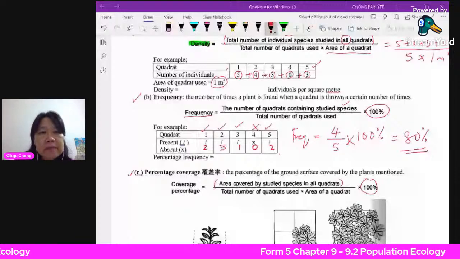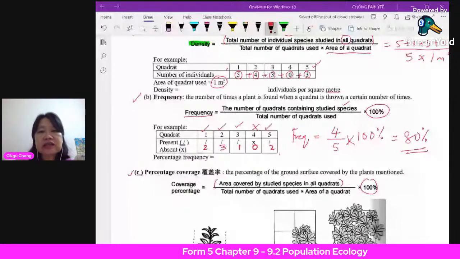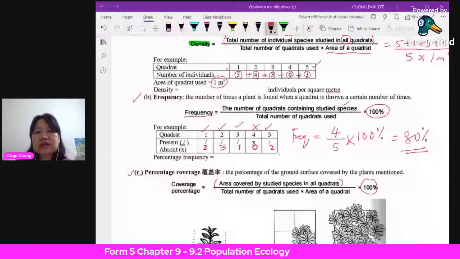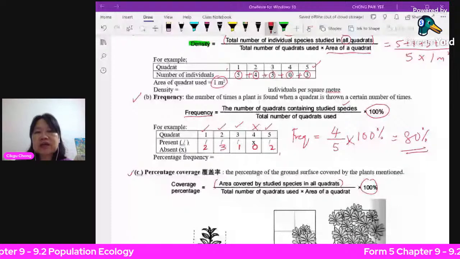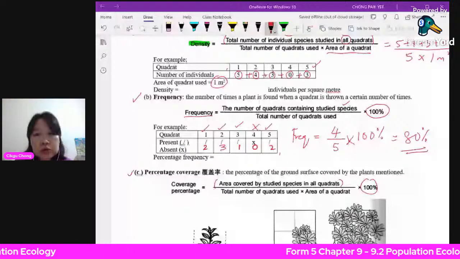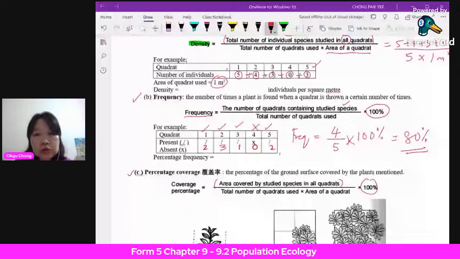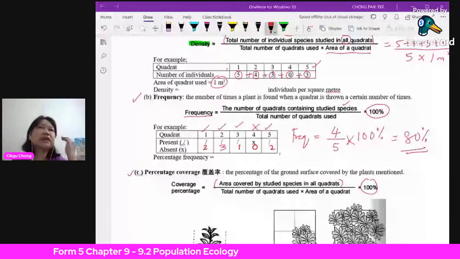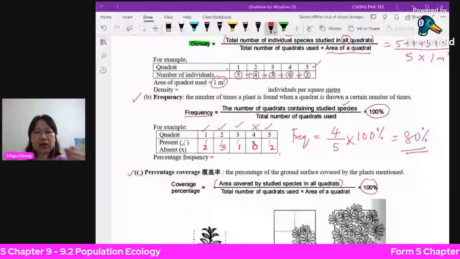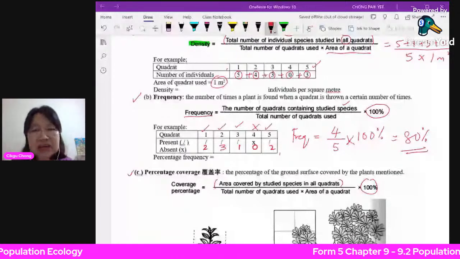Now the next one, percentage coverage. This is usually the surface covered by the plant, usually for moss, lumut, or lichen, or things that you cannot separate. Sometimes, let's say the grass, they are all like serai. Serai is so difficult to count one pokok because they are all clusters, right?